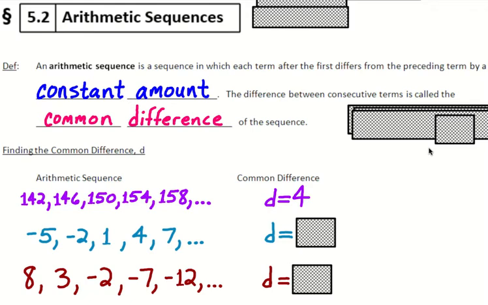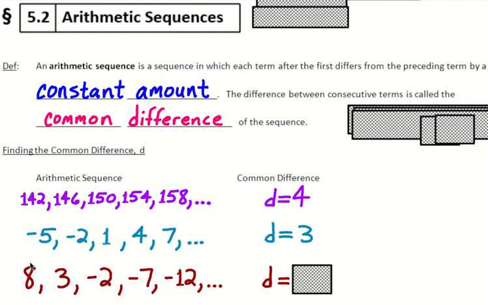So become very aware quickly that the variable, the letter we're using for common difference, is the letter d, which makes sense: common difference. This blue sequence, -3, -2, 1, 4, 7, and so on, the common difference looks to be, what are we always increasing by? +3.